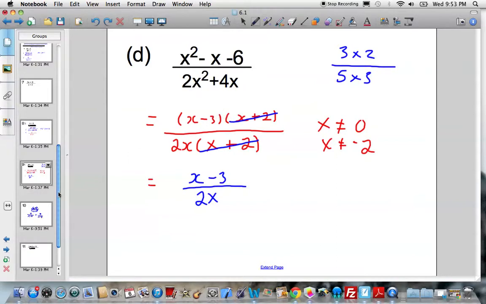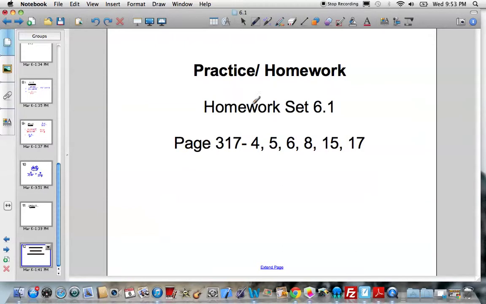So my recommendation for you guys, of course, is finish up homework set 1.6, which you will have soon. Page 317, 4, 5, 6, 8, 15, 17. And there are lots of great questions in that chapter. Just because I assigned these guys doesn't mean that's the only ones. There are lots of great questions. And I have full worked solutions to all those questions. Hopefully, this gets the unit off to a great start.